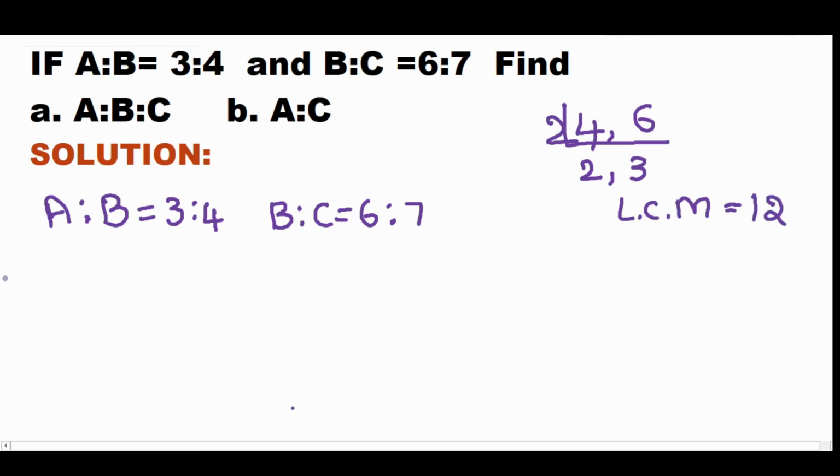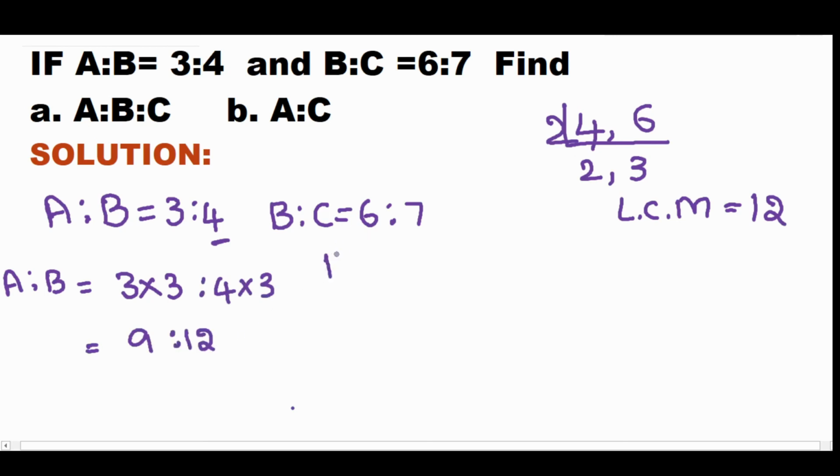So now let's make A is to B as C. I have 12 here. I have 4 here. To make 4 as 12, I need to multiply 3 now. So whatever you multiply for the B, same thing should be multiplied to A also. You get 4 into 3. You get 9 is to 12 here.